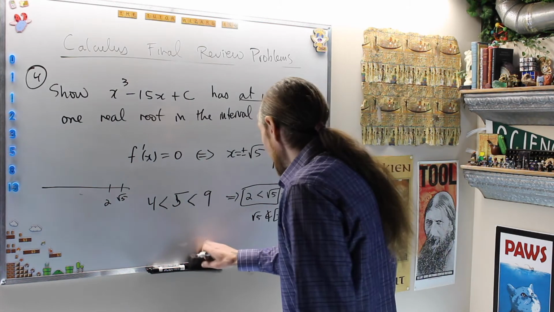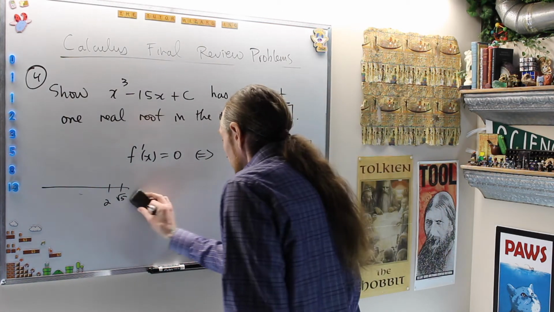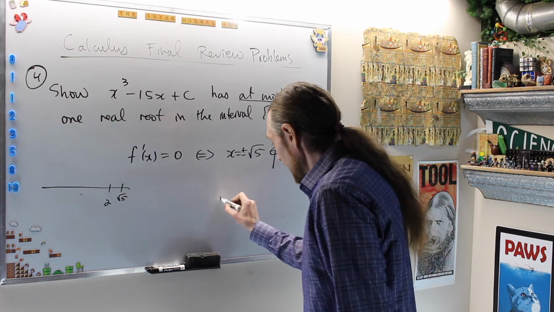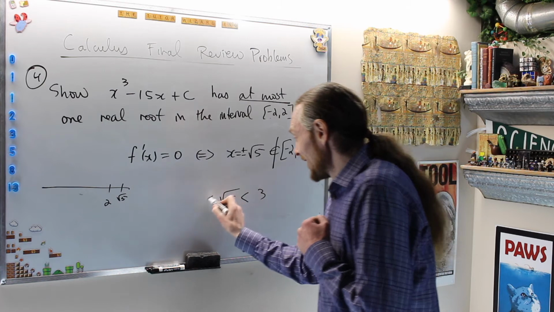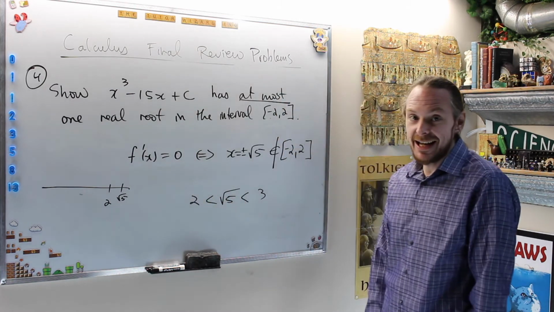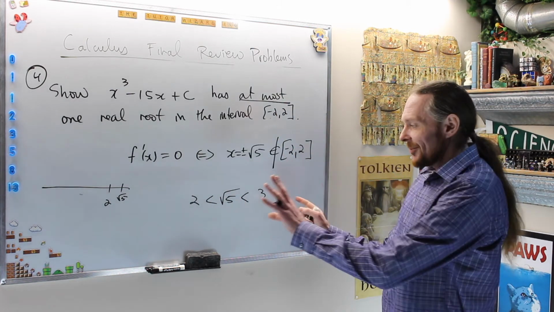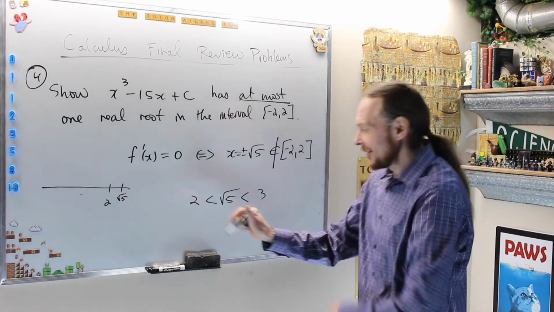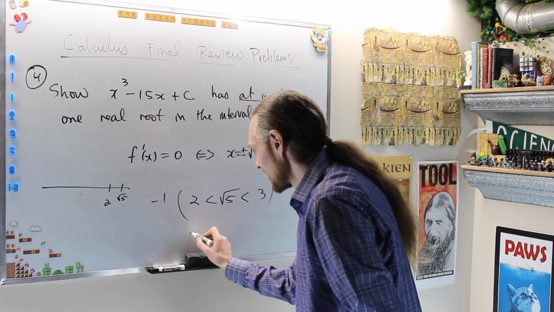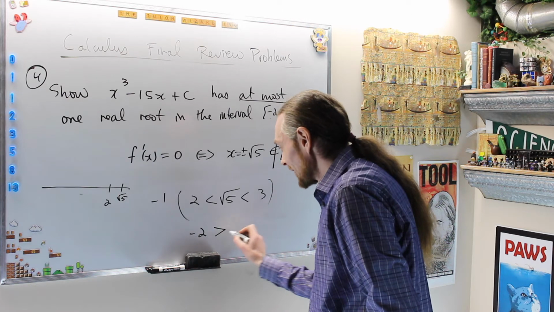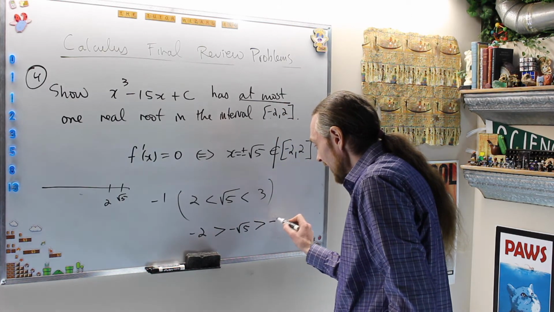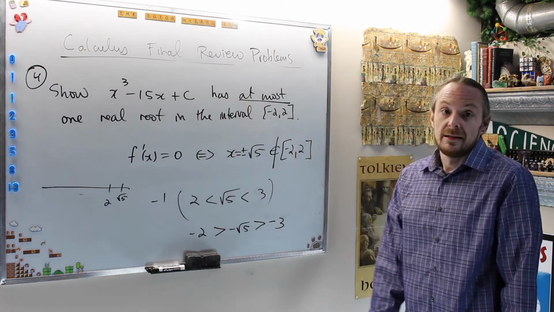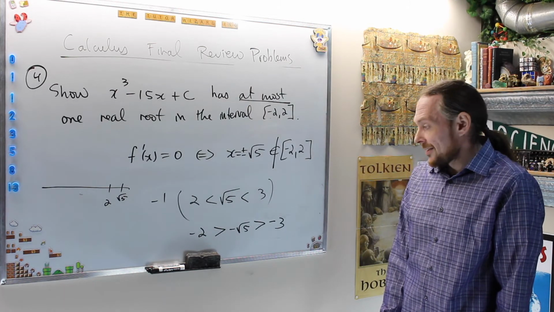And then for the other one, how would we do that? How do we do this? We know that 2 is less than the square root of 5 is less than 3. How am I going to get the negative guy? Oh, when we multiply by a negative number, it reverses the inequalities. So I'm going to multiply all of these by -1, and that's going to say -2 is greater than negative root 5 is greater than -3. Either way, what does that say?